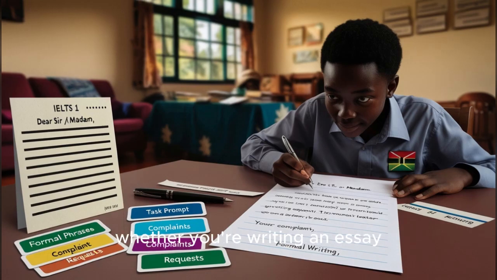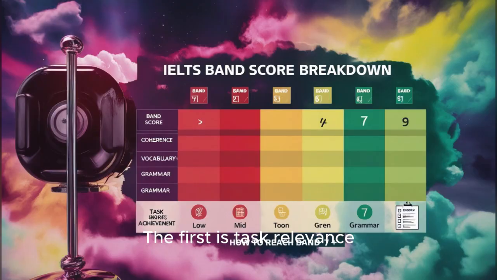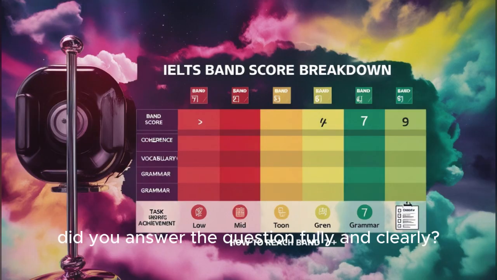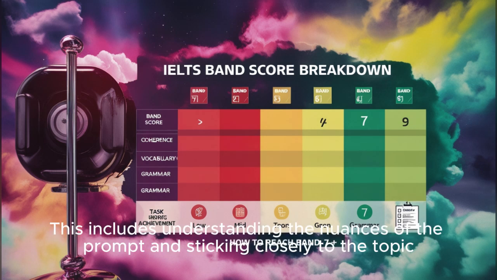In other words, whether you're writing an essay, a letter, or a report, the examiner is looking for the same 4 things. The first is task relevance. In other words, did you answer the question fully and clearly? This includes understanding the nuances of the prompt and sticking closely to the topic.